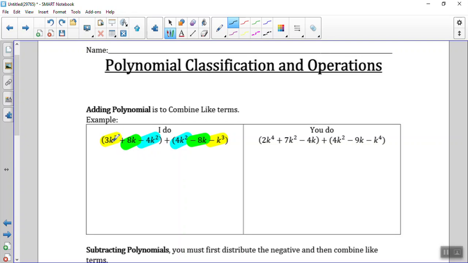Okay, so let's work with 3k cubed minus k cubed. So this is 3 minus 1, and so that is equal to 2.